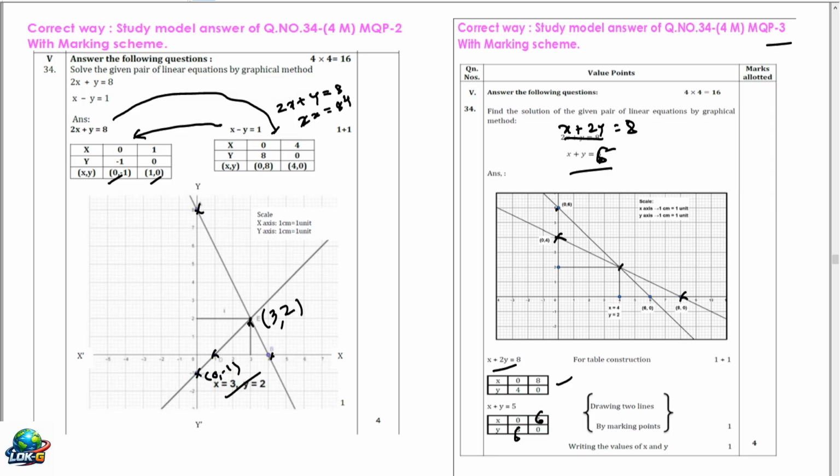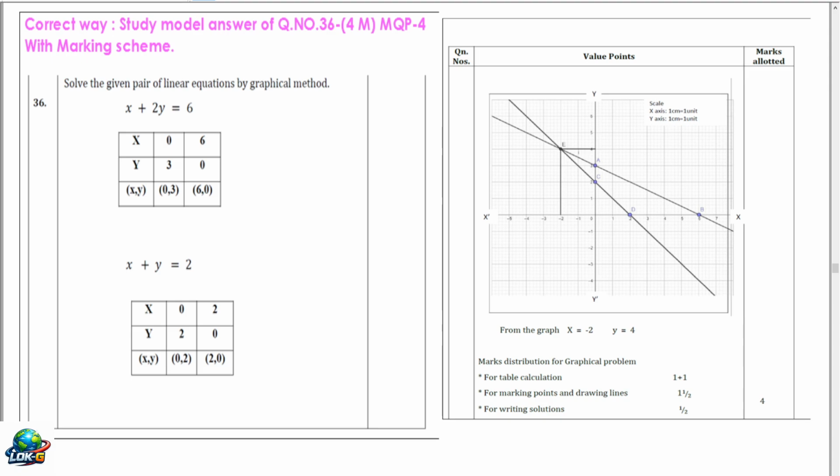They are intersecting at the point x is equal to 4, y is equal to 2. Therefore, solution is x is equal to 4, y is equal to 2. I hope you understood, my dear students. You are already perfect in drawing graphs. Let us see another one.